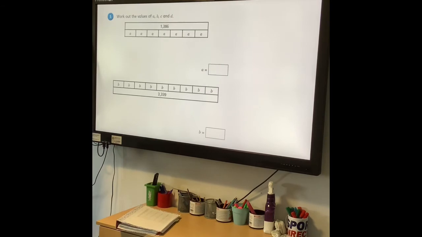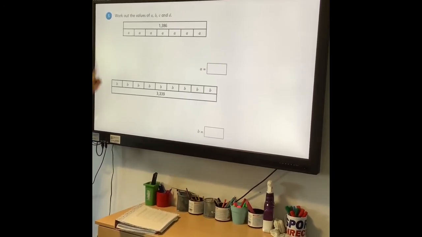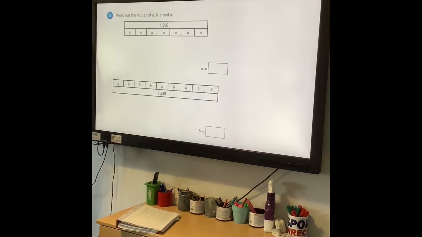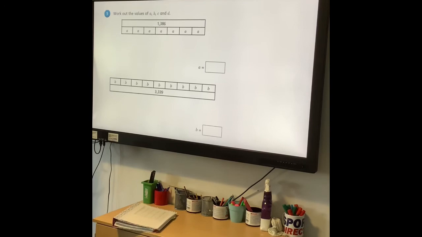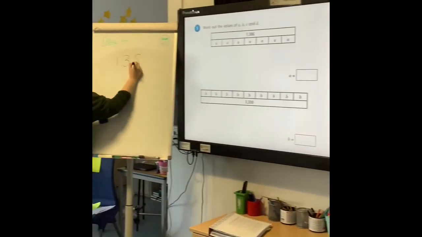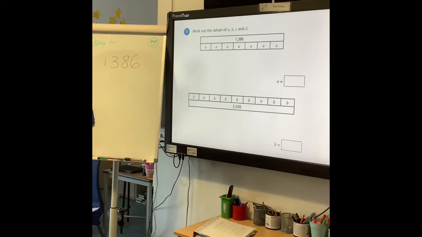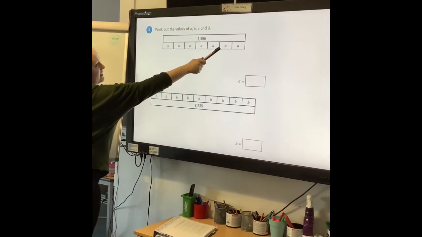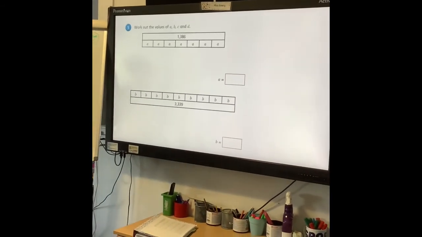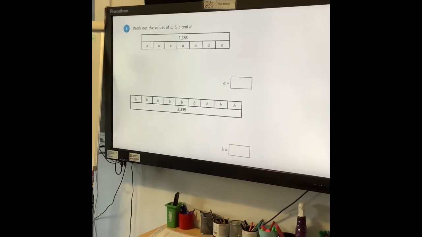Task number 2. Now this gives you a bar model. You have to work out the values of A and B. In your first bar, your total is 1,386, just in case you can't see it. Now along the bottom, you have many parts in your bar. You've got 1, 2, 3, 4, 5, 6, 7. You have 7 parts. So you need to think about how you would work out what A is.